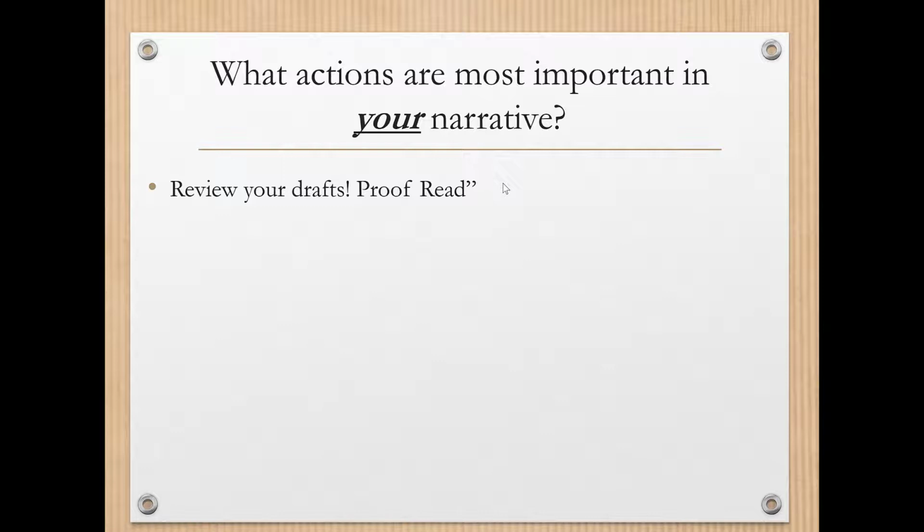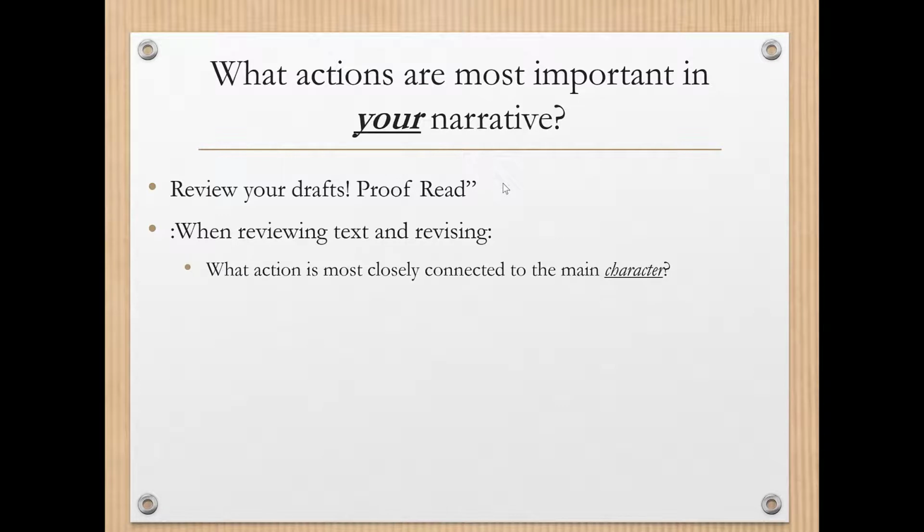You're going to write a draft, you're going to have a stream of consciousness, you're going to put stuff down on the page. That's important to do, but it's also important to refine your writing. So you must proofread that work. So when you're reviewing text and you're revising, think about these questions. What action is most closely connected to the main character? And again, it's the character that's the main subject here. It's going to be the theme of the paragraph. So what action is most closely connected to that character?